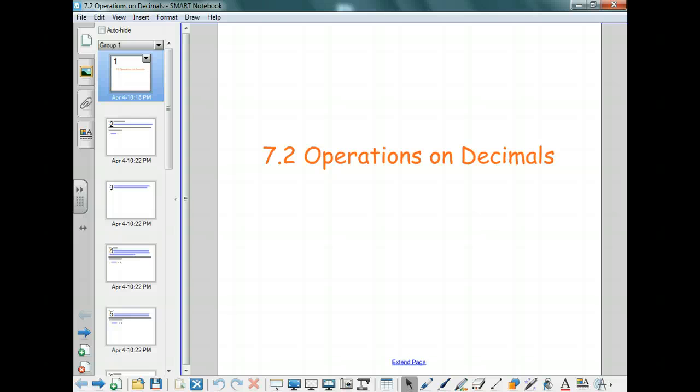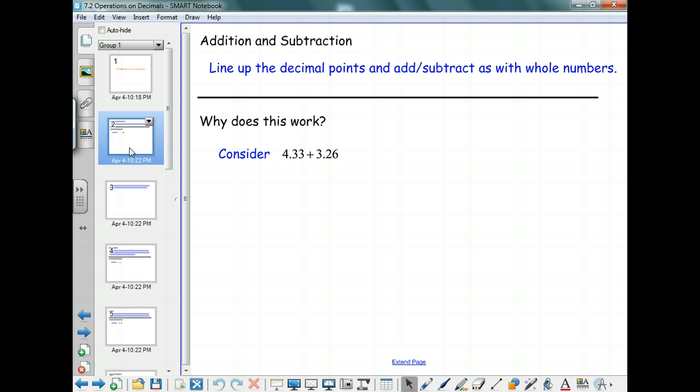We're going to talk in 7.2 about operations on decimals. In 7.1 we just talked about what they were, how we say them, and how we would write them in language and whatnot. 7.2 is going to be looking at doing things with them, operating with them. When we're operating with decimals, the first thing we're going to look at is addition and subtraction.